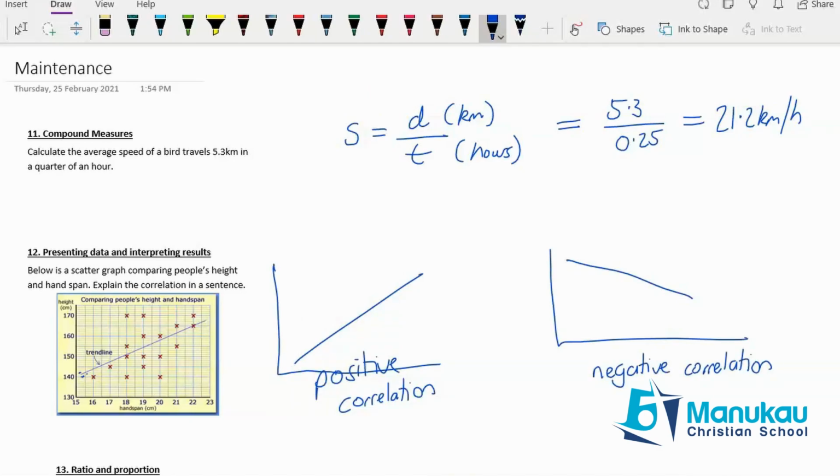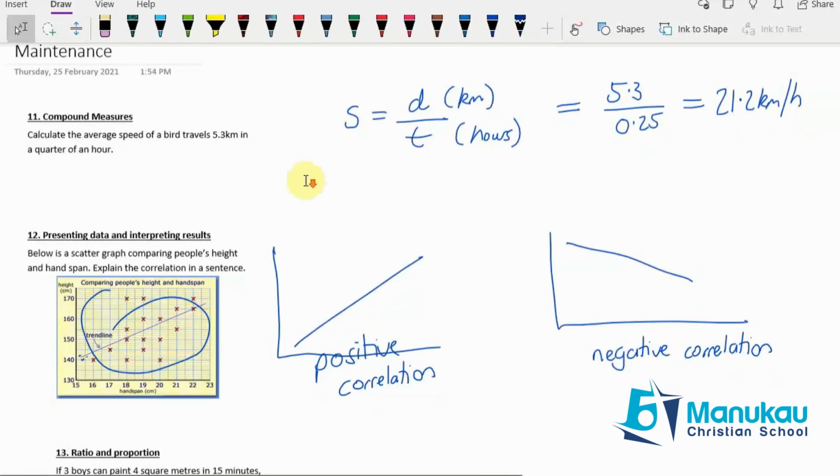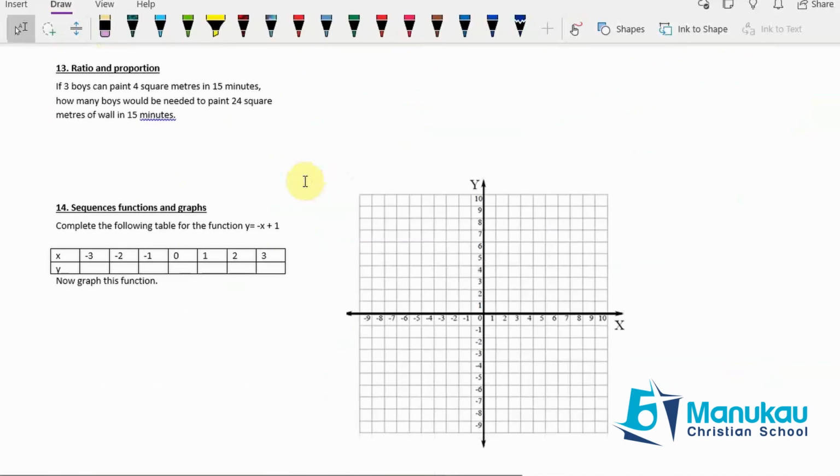Okay, and then the only other thing is whether it's strong or weak. Strong is when all of the crosses are very close to the line, and weak is when they're not that close to the line. So I would say in this example that they've given us, there's a weak positive correlation because the crosses are quite spread out. So I'd say weak positive. Now, if you don't quite understand that yet, it's okay. We're going to keep on coming back to this, so don't stress out. Okay, we're going to move on to number 13.